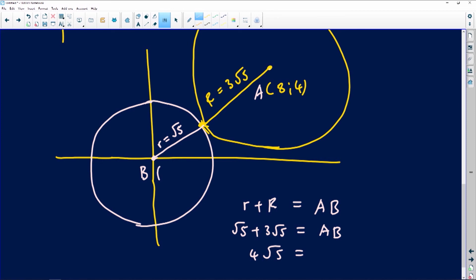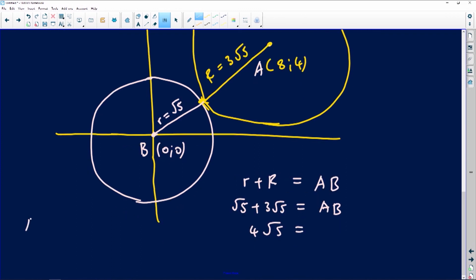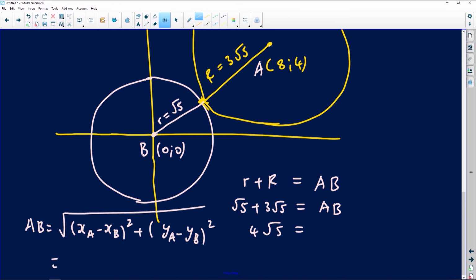Okay, what are the coordinates of B? Well, B is the origin, which is 0 and 0. Let's work out the length of AB using what? The distance formula. There's analytical geometry coming in now. AB is the square root of x at A minus x at B, squared, plus y at A minus y at B, squared, under the square root sign. This is the distance formula. It's available in your formula sheet. So the square root of, of course, the x at A is 8 minus the x at B, which is 0, squared, plus the y at A is 4 minus the y at B, which is 0, squared.